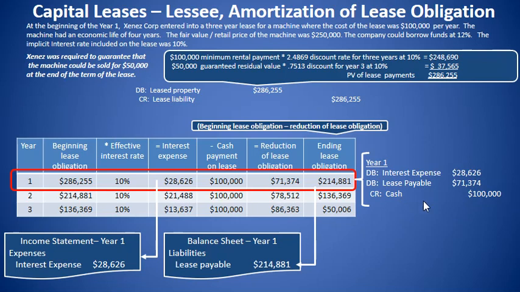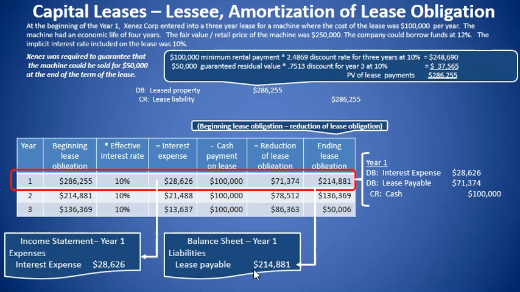My ending lease obligation ends up at $214,881. And if we're going to make the journal entry for that, I would have my credit to cash from my rental payment. I would have a debit to interest expense for the $28,626 and a debit to lease payable, reducing my lease liability by $71,374.